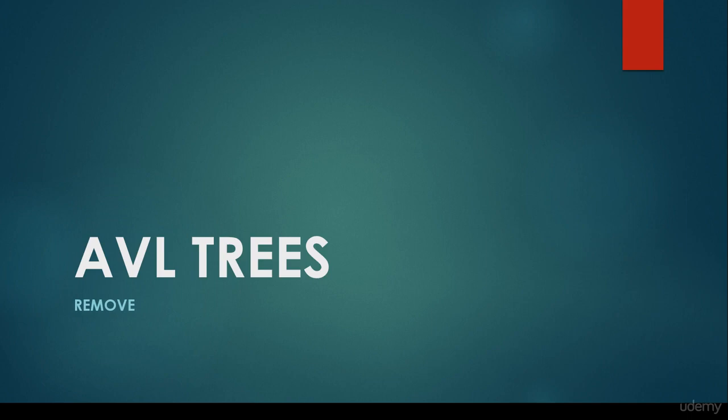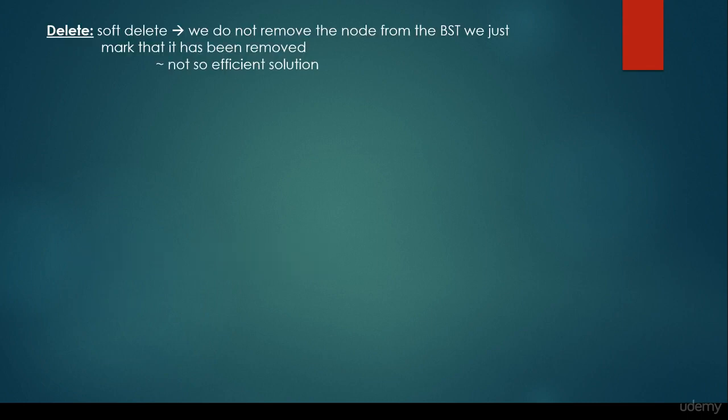Hi, in this video we are going to talk about how to remove or delete an item or a node from an AVL tree. We have already discussed how to remove a node from a binary search tree. It is going to be exactly the same, but after every remove operation, we have to check whether we have violated the AVL properties or not.